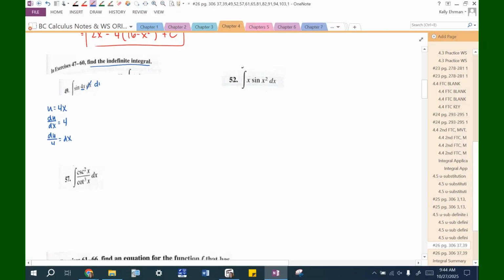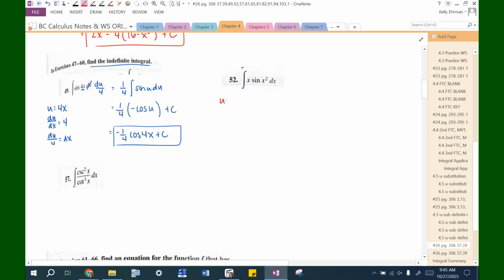So I sub out dx for du divided by 4. That means that it's really 1/4 times the integral of the sine of u du. That's 1/4 times the integral of sine, which is negative cosine u plus c. And then that's negative 1/4 cosine of 4x plus c.